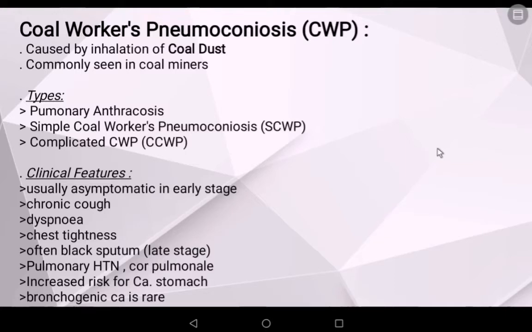So let's start with an important example of pneumoconiosis, which is coal workers pneumoconiosis. It is caused by the inhalation of coal dust, and obviously it will be commonly seen in coal miners. It is divided into three types. The first one is pulmonary anthracosis, then simple coal workers pneumoconiosis, and the complicated coal workers pneumoconiosis, which is also known as progressive massive fibrosis or PMF.